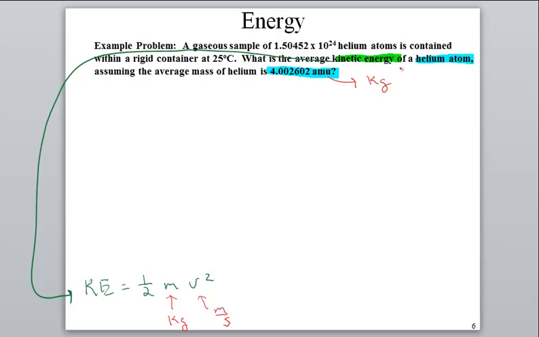How can we get velocity? Well, we know what temperature it is, and we know what the chemical is. And that's all you need to get the average velocity. So use the equation that allows you to calculate the average velocity given the temperature and the chemical of interest. So pause the video, get the average velocity, and get that mass in terms of kilograms.